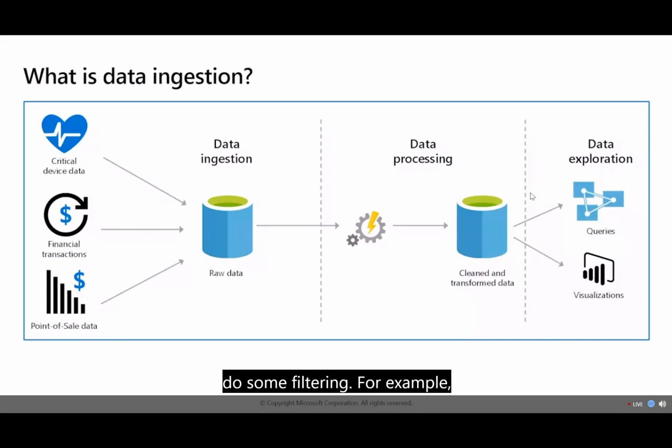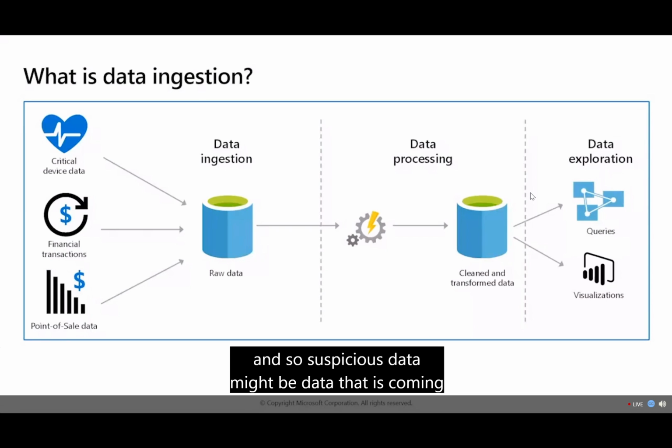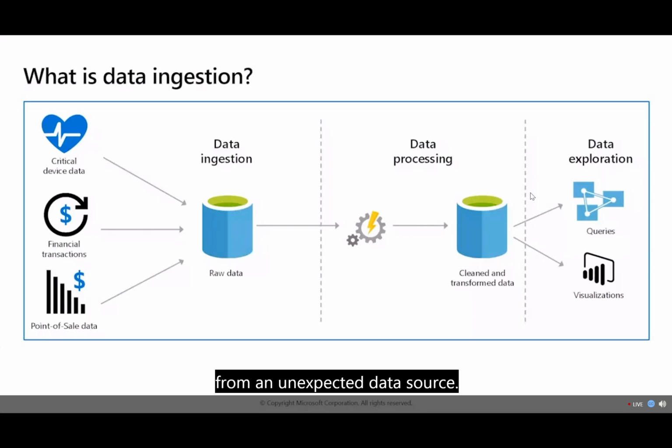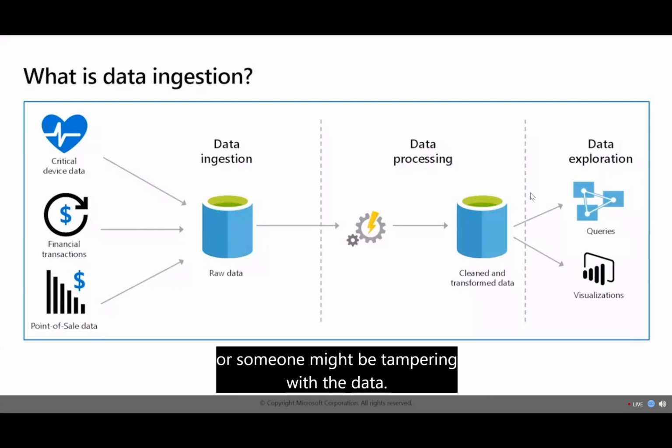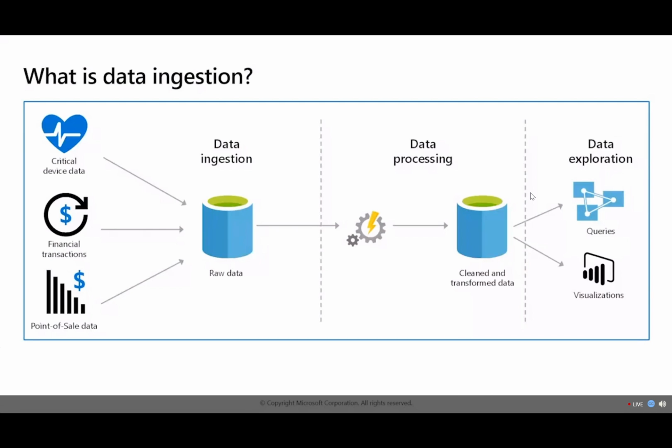For example, if we are ingesting data that could come from a suspicious, corrupt, or duplicated data source. And so suspicious data might be data that is coming from an unexpected data source. Corrupt or duplicated data could be due to some device malfunctioning, or there might be transmission failures, or someone might be tampering with the data.